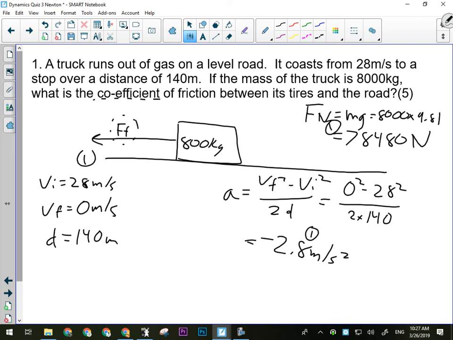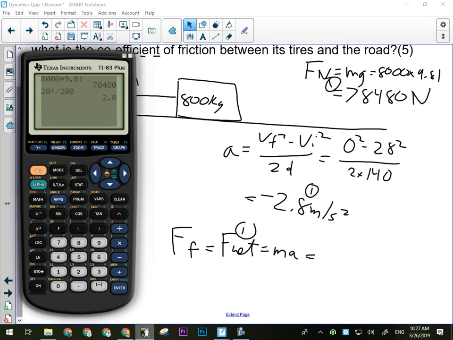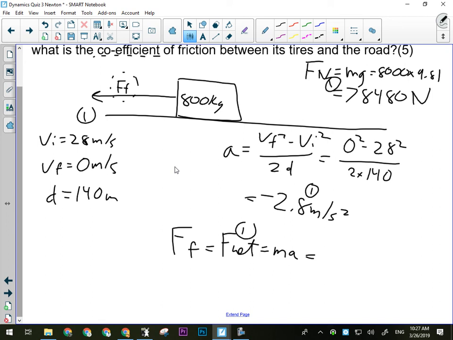Okay, now that I have that and we're up to 3 marks, I want to calculate my net force. Okay, so friction is equal to net force, which is equal to M times A. So they can have a mark if they'd said something like that. Okay, and so that'll be 2.8 times 8,000 kilograms. All right, so we're looking at 22,400 newtons. And that's backwards, not that it matters for this, okay? The negative really isn't important for what we're doing here, right?